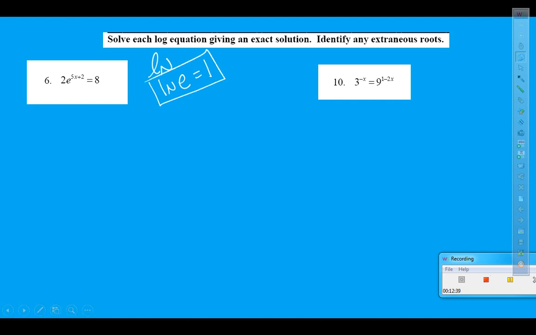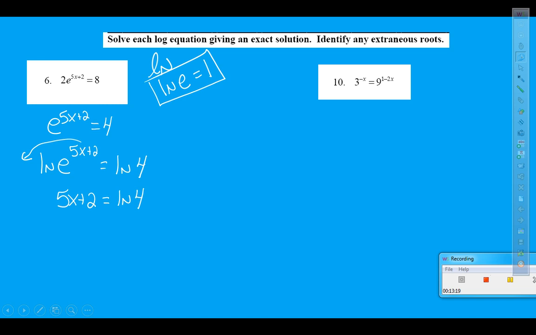So what I need to do first on number 6, I need to divide both sides by 2 first. So I've got E to the 5x plus 2 is going to equal 4. Now I'm going to natural log each side. So I really have this. But I'm going to skip a step on you. I know that this is going to come down front. And I know the natural log of E is 1. So here's what I really have now. 5x plus 2 equal the natural log of 4.